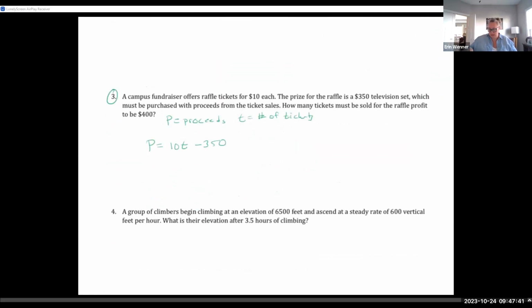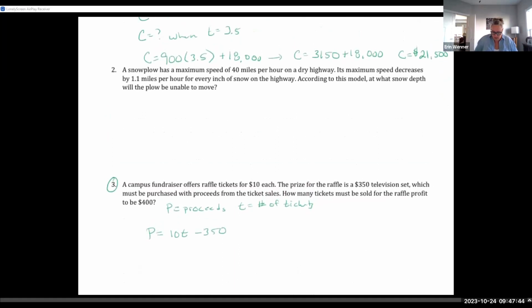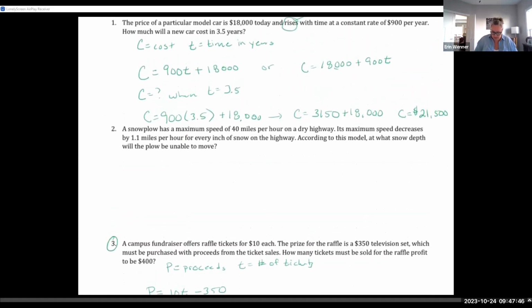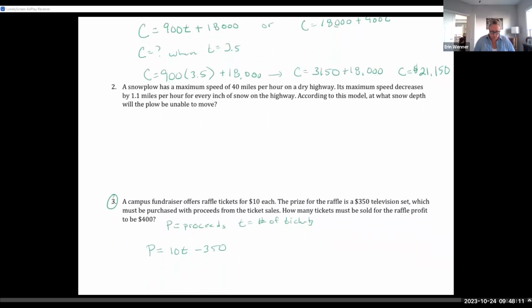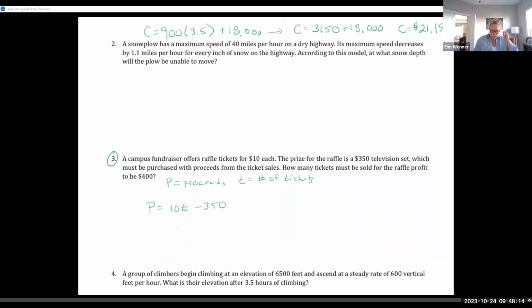Speaking of which, if we go back, sorry, I'm looking at comments. I don't know how to add to save my life. What error did I make? In number one, if we have 3,150 plus 18,000, again, don't know how to add. Woo! This should not be 21,500. I was doing it too fast. This should be 21,150. Sorry about that.